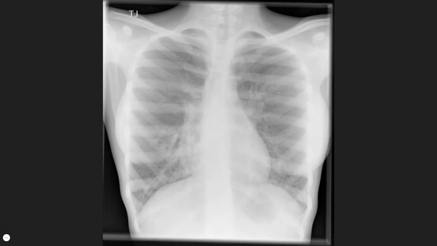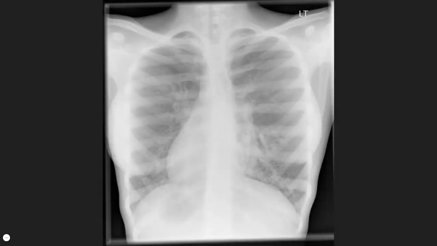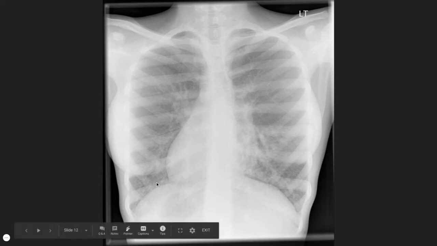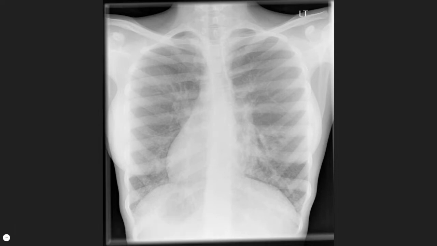You would be forgiven for thinking that there is nothing significantly wrong with this image, but please note that this image has been erroneously flipped. And actually, the appearances represent dextrocardia. In addition, there are further findings, including that the gastric bubble is also on the right side, and there is coarsening and thickening of the lower lobe bronchi in keeping with bronchiectasis. The underlying diagnosis in this patient is primary ciliary dyskinesia.